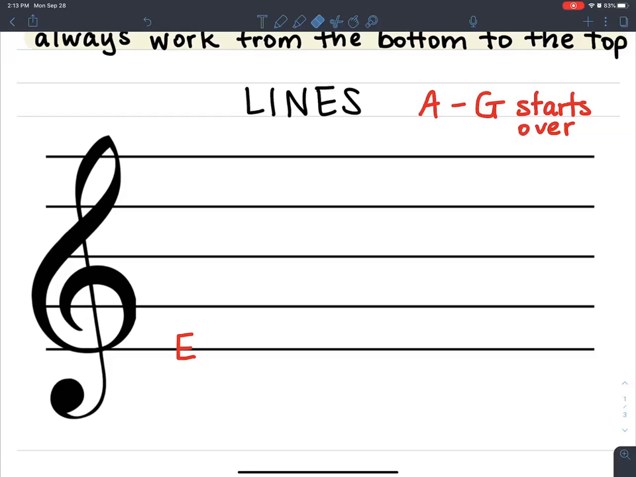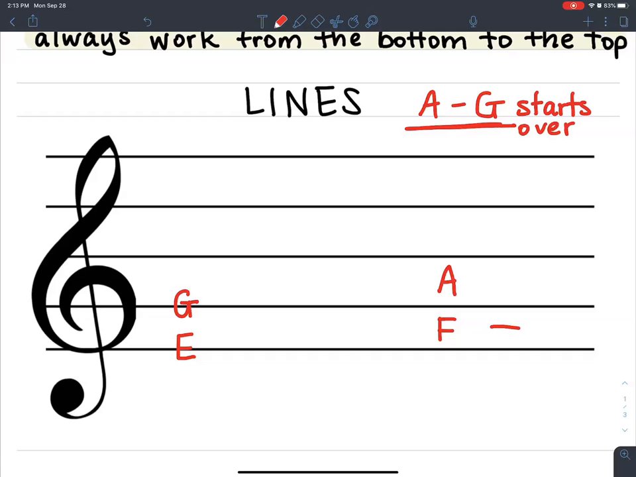Okay? Now, if I tell you that that first line is E, then we'll go ahead and do the spaces just so we can work our way up. If I tell you that first line is E, that first space right here is going to be F, right? A, B, C, D, E, F. The next line is G. Now, remember, A to G, and then it starts over. So what's going to come after G is A, right?